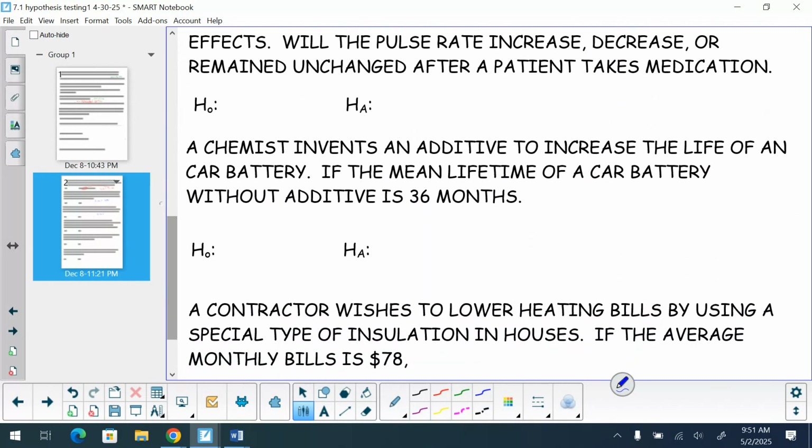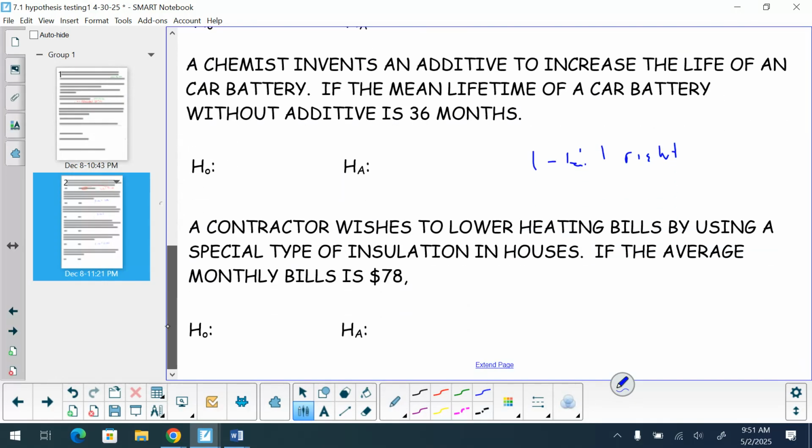Then do the next one. Chemist invents an additive. Jason, what do we have with this one? One tail or two tail? Hannah, what do we have? One tail, left or right? Okay. Contractor wishes to lower the bills. One tail or two tail, what do we have? Madigan, what do we have? One tail, which direction?